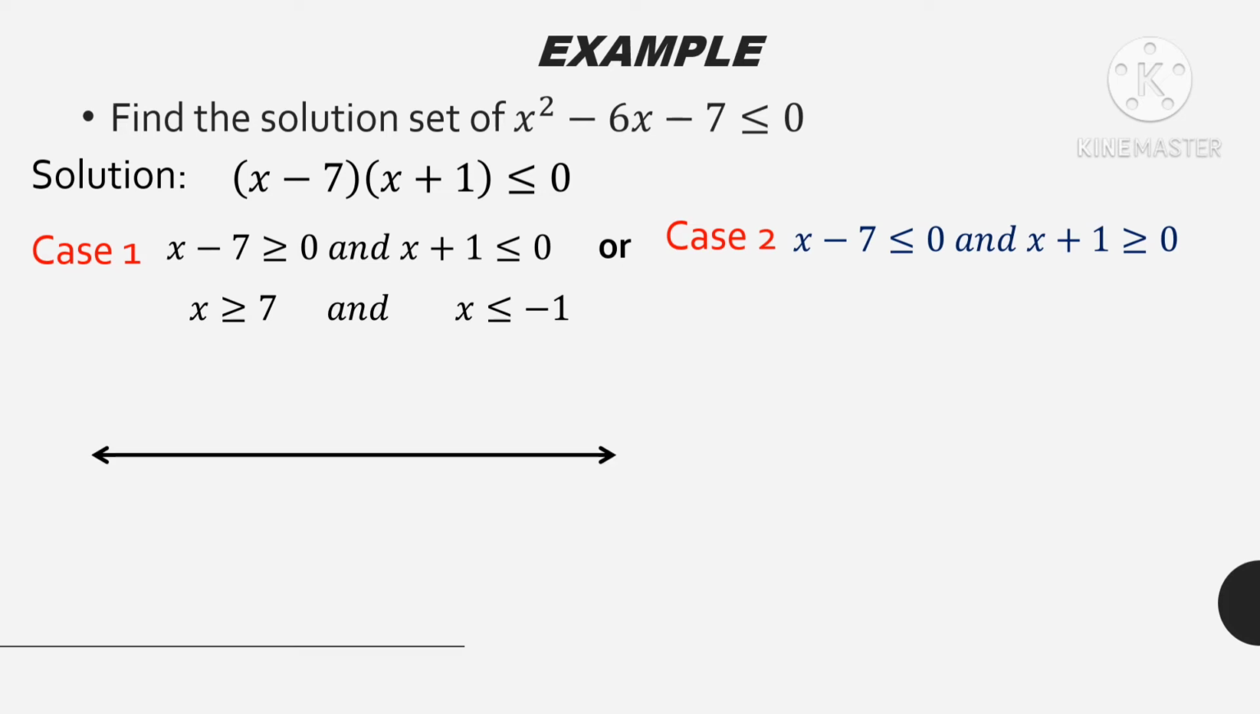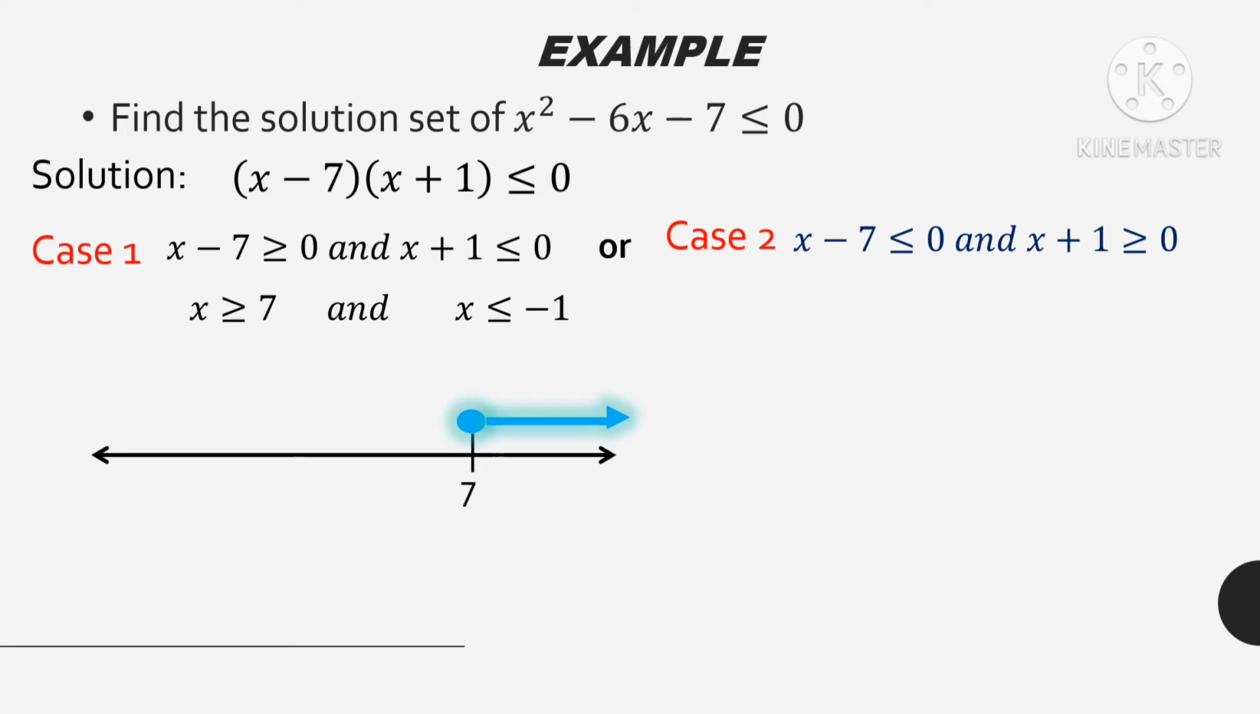So let us graph first x is greater than or equal to 7. Locate 7 in the number line. So this is your positive 7. So positive 7 is included because we have the non-strict inequality. So closed circle. Then the graph is going to the right because x is greater than 7. So this is the graph of x greater than or equal to 7.